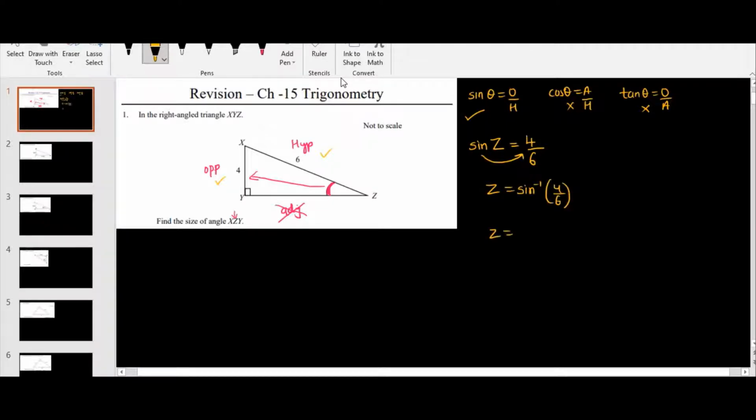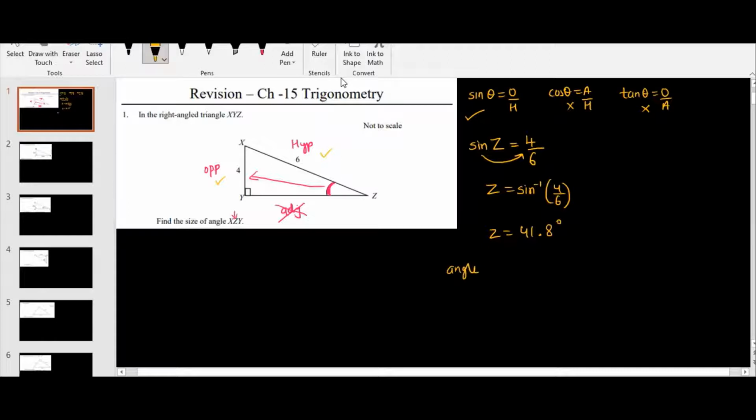When you solve it using a scientific calculator, you will get the value. Shift, sine inverse, 4 divided by 6. Answer is 41.8 degree. Whenever you find an angle in IGCSE, you will write the answer up to 1 decimal place. All other values you will write in 3 significant figures. You have to remember that.